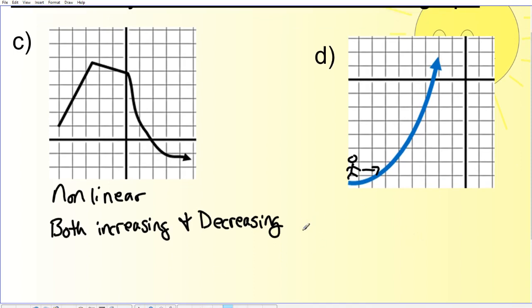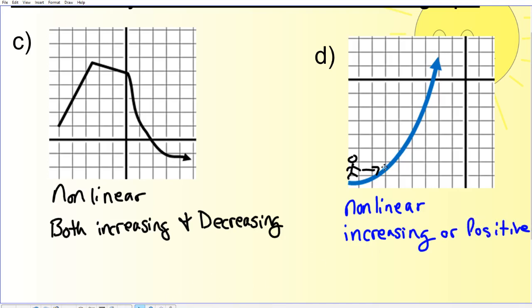Alright, so you should have found that letter D is nonlinear, and it is increasing everywhere. It has a positive slope. I should also put that in there.